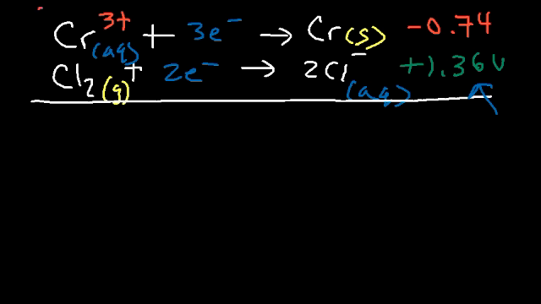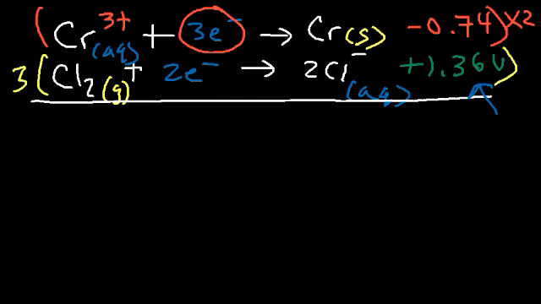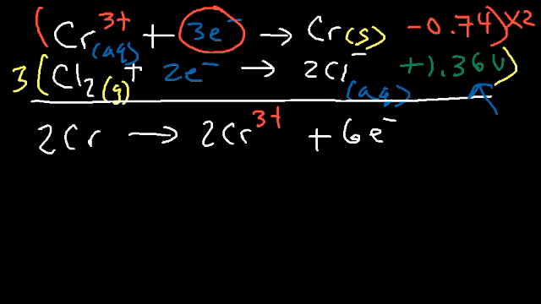So let's reverse the first reaction, and at the same time we're going to multiply it by 2 because to write the overall net reaction we need this to be 6 electrons. And because we have 2 electrons on the second reaction, we need to multiply by 3 so we can get 6 electrons. The least common multiple between 2 and 3 is 6. And so that's why we want 6 electrons so that they can both be equal. So let's reverse the first reaction and multiply by 2. So it's going to be 2Cr, and that's going to turn into 2Cr3 plus plus 6 electrons.